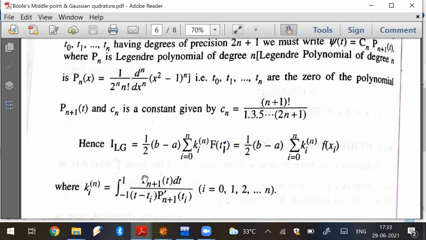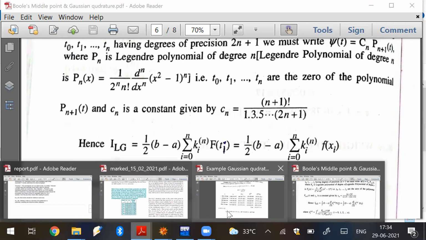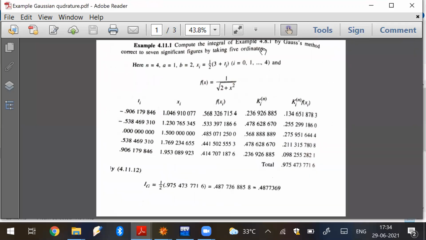But in most cases, the values of ki and ti will be provided. For example, consider this one: compute the integral by Gauss's method, correct up to 7 significant figures, by taking 5 ordinates. Here they are taking a as 1 and b as 2, so these are the lower limit and the upper limit.